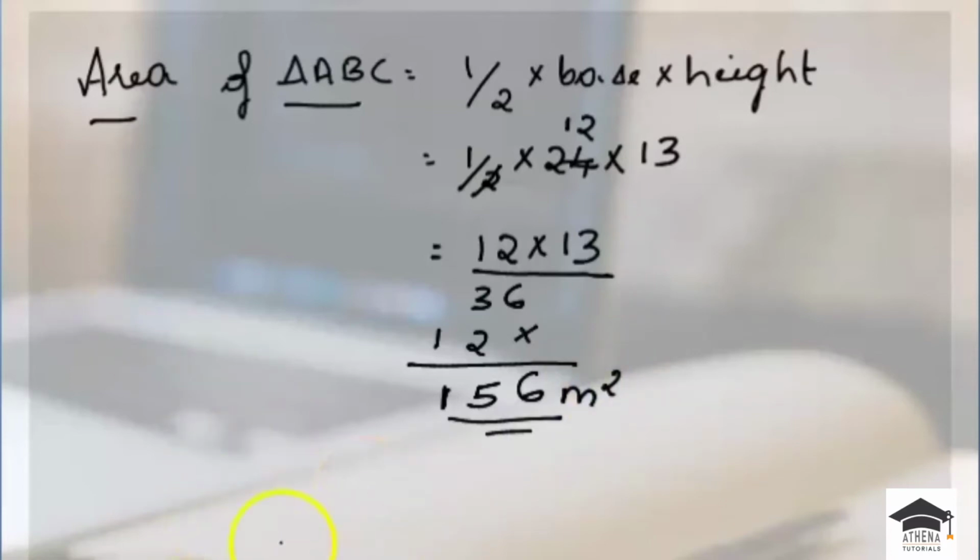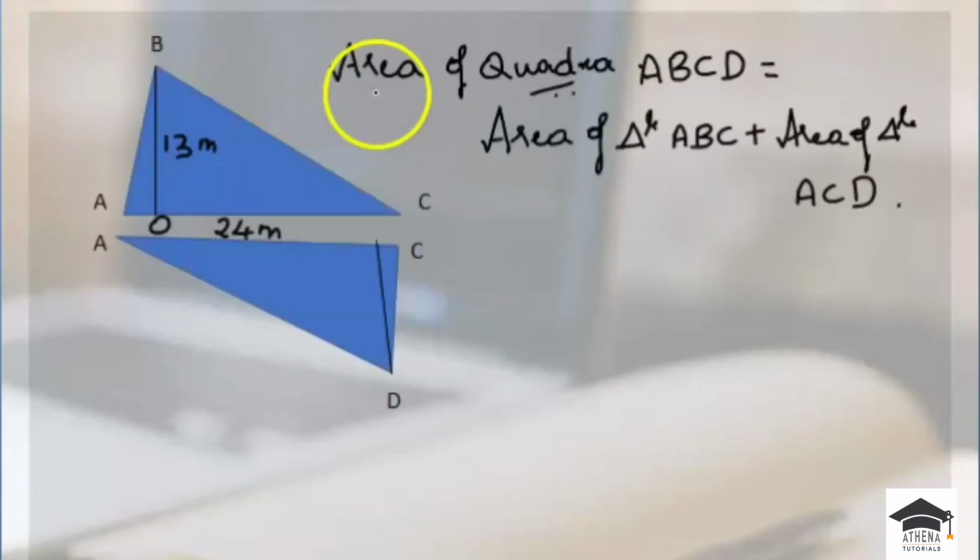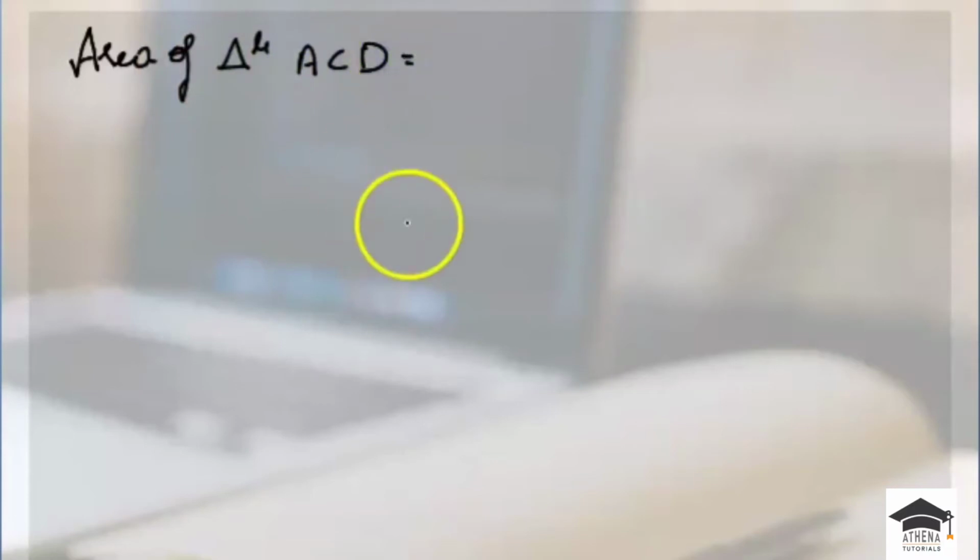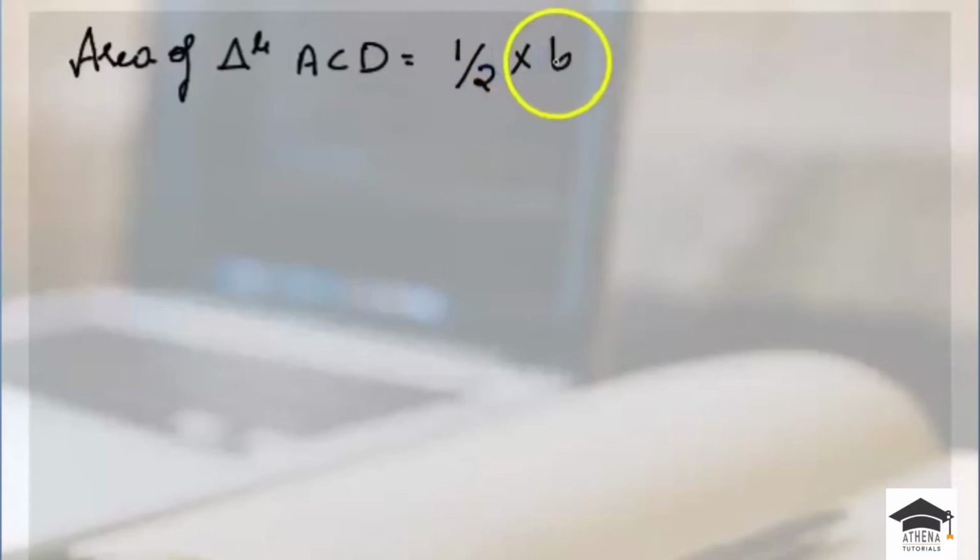Right. So now let's go ahead. Let's find the area of the next triangle. What is it? Area of triangle ACD. The same formula holds good to find the area of a triangle. So that is half into base into height, right?